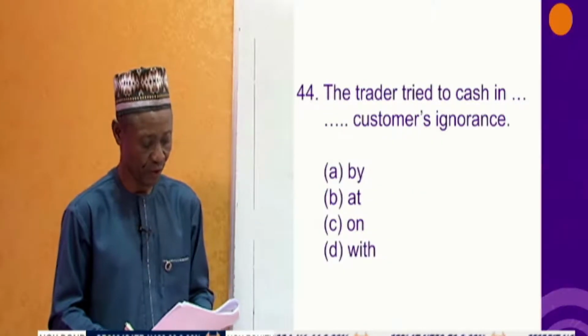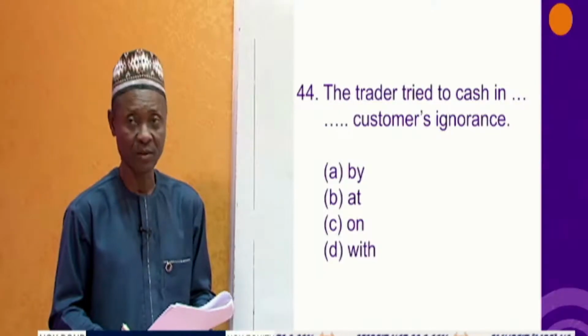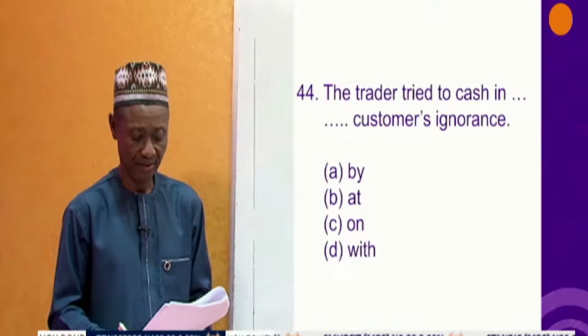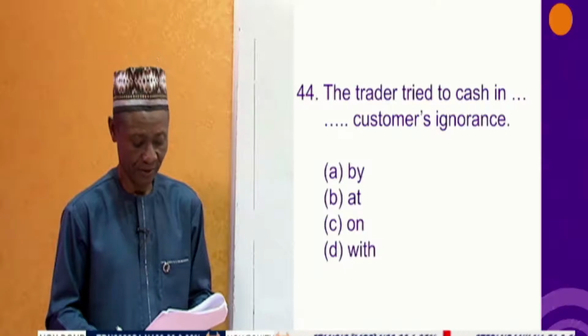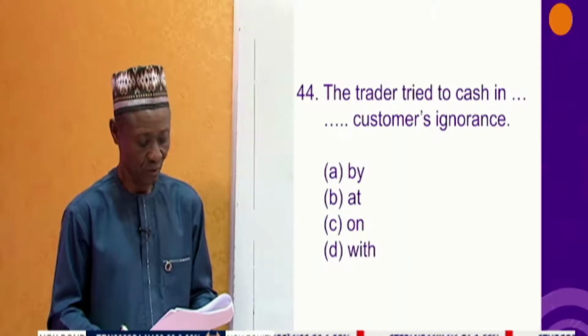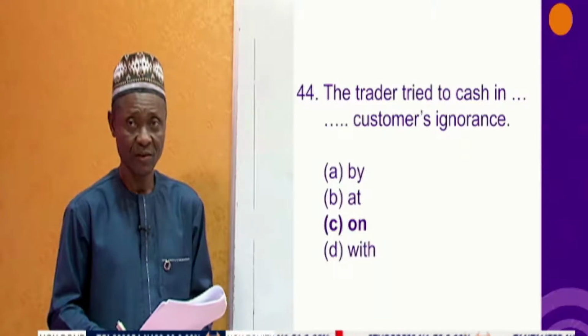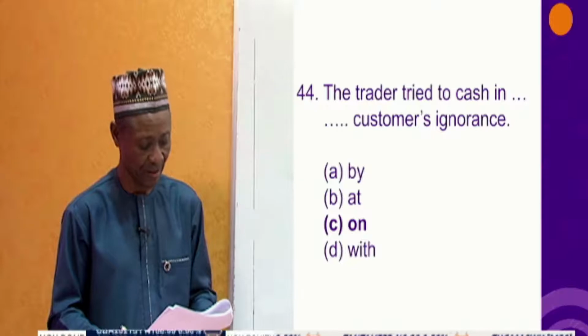Question number 44. The trader tried to cash in dash customers' ignorance. You have the following options. A, buy. B, at. C, on. D, with. The option that is the correct answer is option C, which is on, because to cash in means to capitalize on.